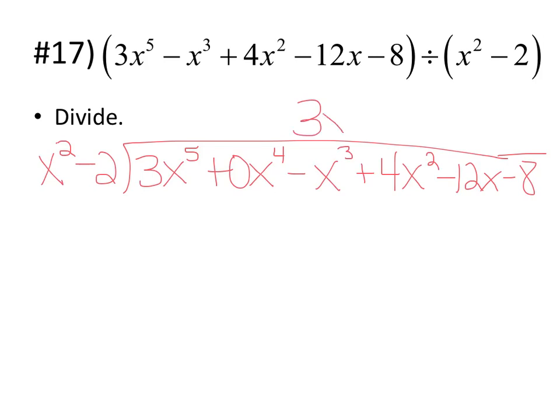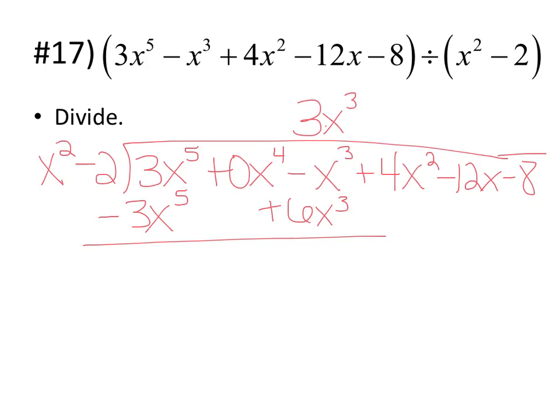And I'm going to line up my x cubes. So 3x cubed times x squared is 3x to the 5th. And 3x cubed times negative 2 is negative 6x cubed. Now line up your exponents. So change your sign here and change your sign here.